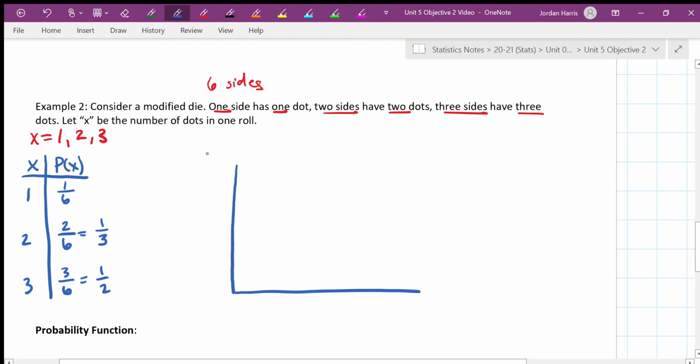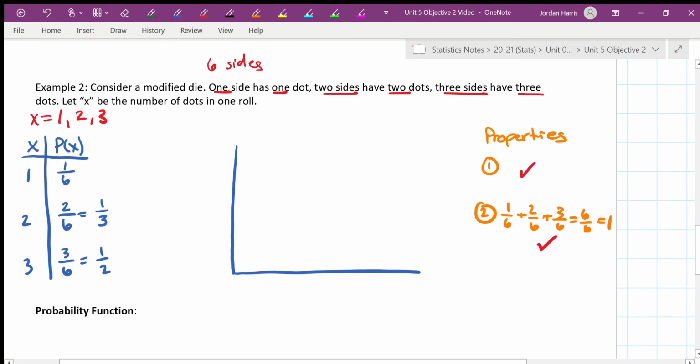Actually, before I do that, I need to check my properties. I'm not going to write out the properties. I'm going to just call it number 1. Are they all between 0 and 1? Check. Number 2. See, that one doesn't have much work. This one does. I have to add them up. 1/6 plus 2/6 plus 3/6 is 6/6, which is indeed 1. Check. So we always make sure that they add up.